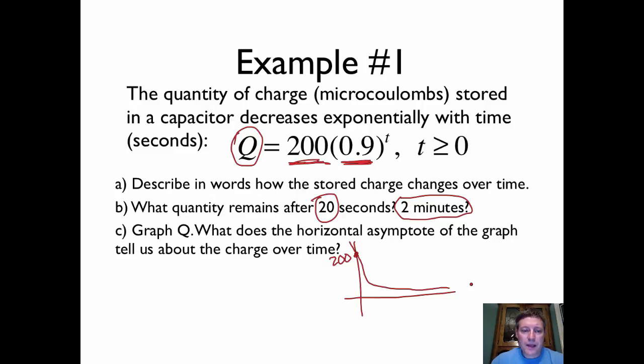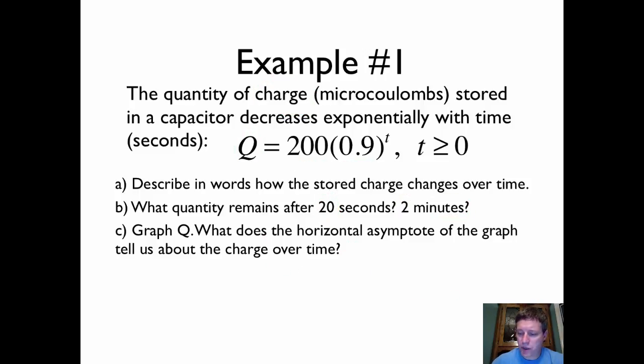So your question, though, is after you graph this and see a picture, we want to get it back into the story here. What does the horizontal asymptote of this graph tell us about this charge over time, the charge of the capacitor? And we need to kind of get that into words and have it make sense. That will be another question that you'll have to answer in the near future.